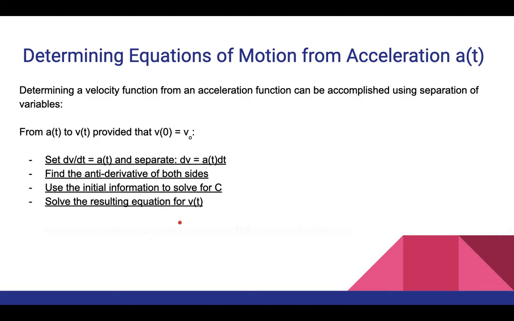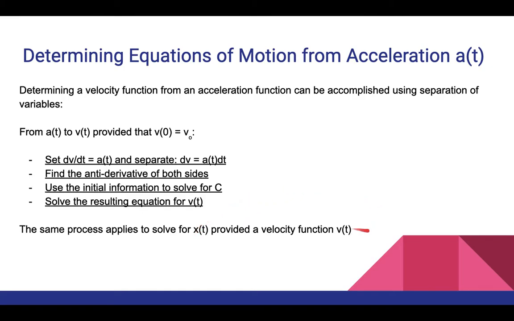So once we have v of t, we can also apply the same process to solve for x of t, our position function, where this time, instead of setting dv over dt equal to a of t, we're going to set dx over dt equal to v of t, and then use separation of variables to solve. So the procedure is the same moving from velocity to position as it is moving from acceleration to velocity. So let's take a look at what this looks like in practice.